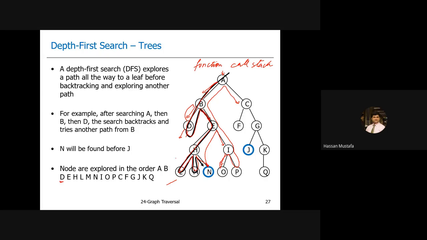Or in other words, if I just redraw this, starting from node A, if I keep printing the nodes, then I would print A first, then B, D, then E, H, L, M, N, I, O, P, and then C, F, G, J, K, and Q. So that's the sequence that's written here.